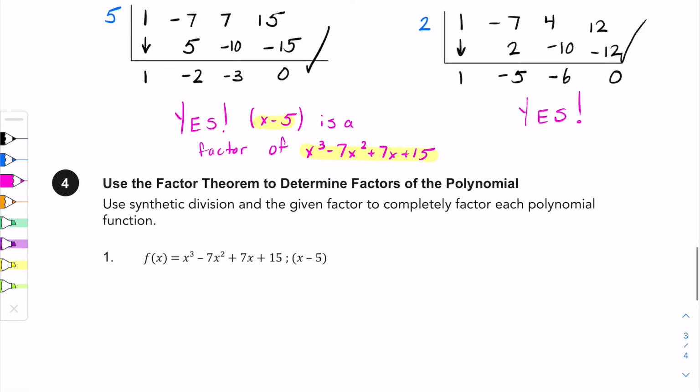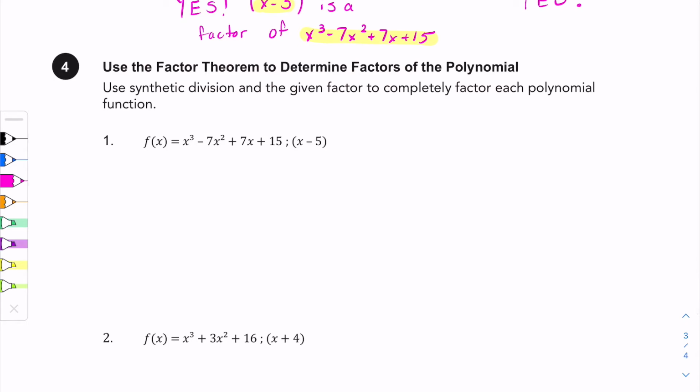And lastly, the fourth example set here says to use the factor theorem to determine the factors of the polynomial. So this is just like that first one. Now we're using synthetic division. We have to completely factor the entire expression here.